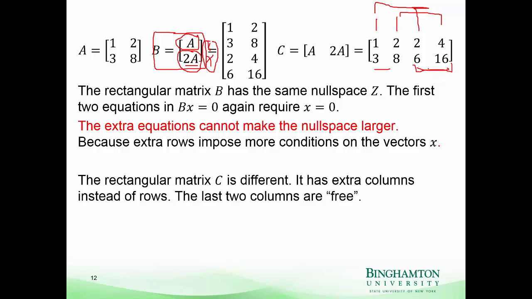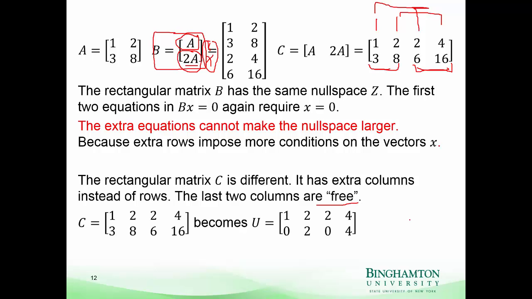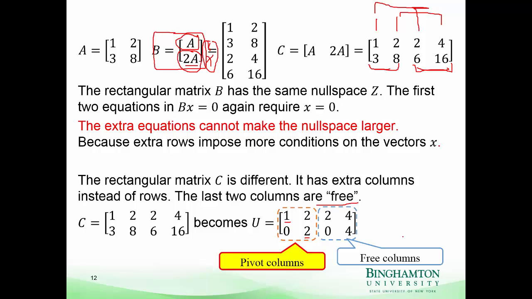The last two depend on the first two. And so these last two columns are what we'll call free columns. We'll explore this idea further, but let's do our elimination on this. So we end up getting a pivot here and a pivot here. So we end up with just two pivots. We've got four columns. So the last two columns don't have pivots, and so those are our free columns.